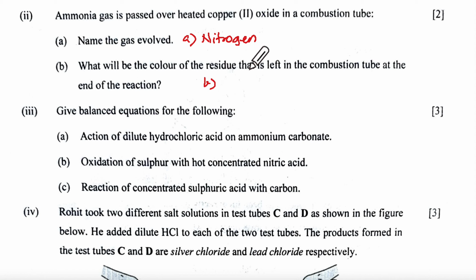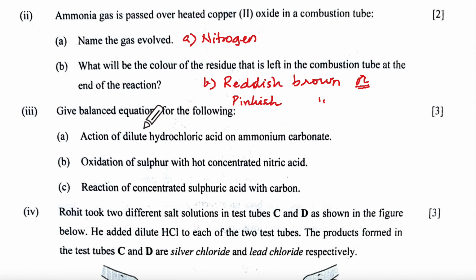What will be the color of the residue left in the combustion tube at the end of the reaction? Combustion tube will have CuO becoming Cu. The color will be reddish brown. Or it would be pinkish brown. You could write both because sometimes the examiner says it's reddish brown, sometimes they say pinkish brown. Write both, no harm in doing that. Let's come to the third subpart.